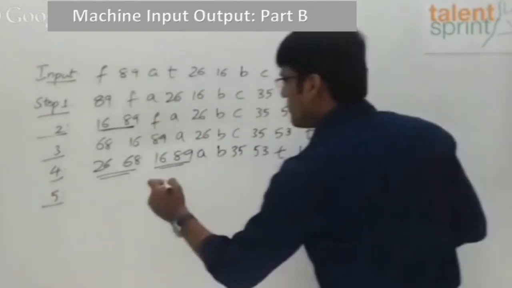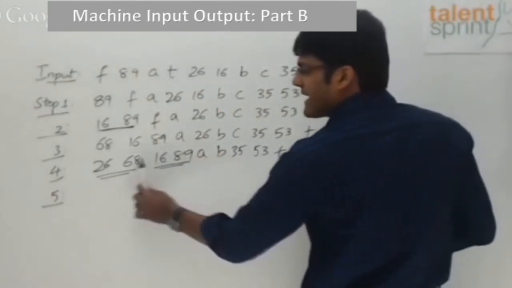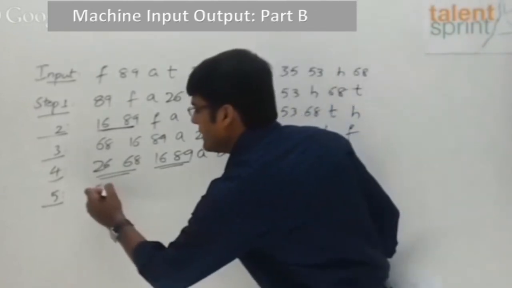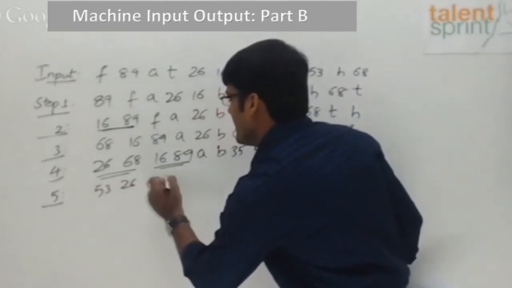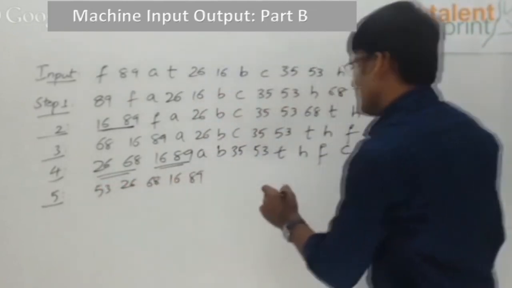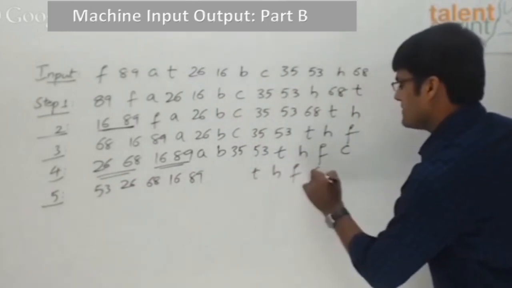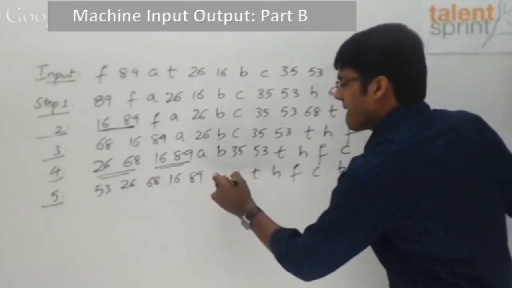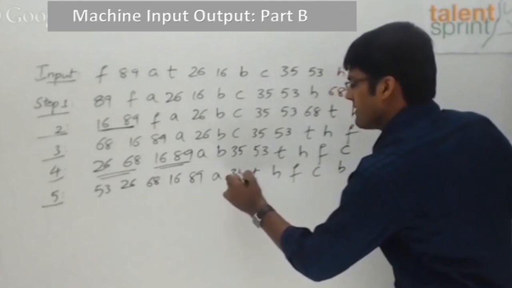And step 5. In step 5, what do you do? What comes now? Largest, second largest, third largest. What is the third largest number? 53. So 53, 26, 68, 16, 89, and T, H, F, C, B. So what is left out? A, and 53 has gone, 35.